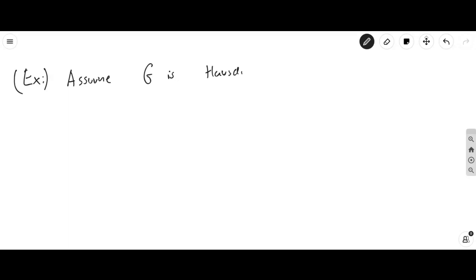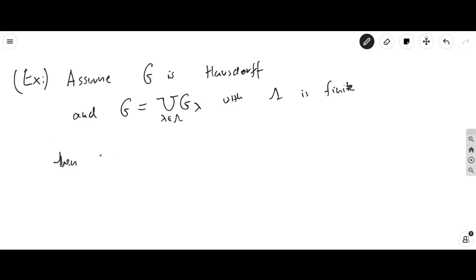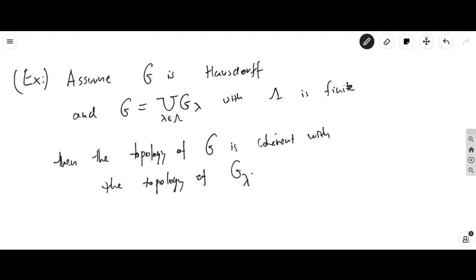So if you assume that G is Hausdorff, and G is triangulated with a finite indexing set lambda, so you assume that the graph is Hausdorff from the very beginning, and you assume that your graph can be triangulated using finitely many edges, then the topology of G is coherent with the topology of each G lambda. So this is what happens when it is finite.